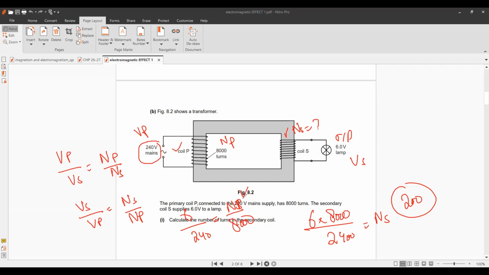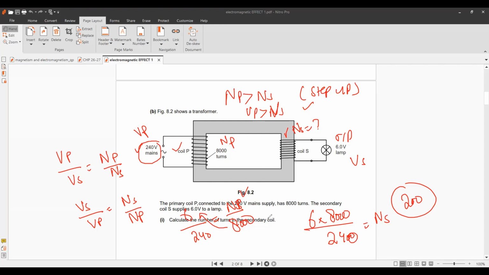Step down. Yes, and why is that? Because the number of turns of the primary is greater than the number of turns of the secondary. Otherwise, we can also judge by the voltage, that the input voltage Vp is greater than Vs. Wait, you don't divide the whole answer by 2400. Sorry, 240. Yes, because you cross multiply, 6 times 8,000 divided by 240.